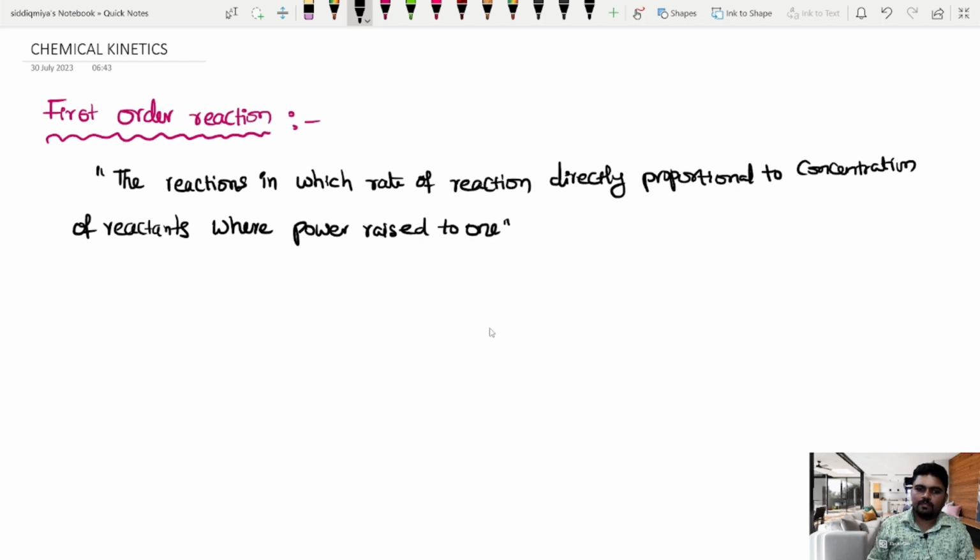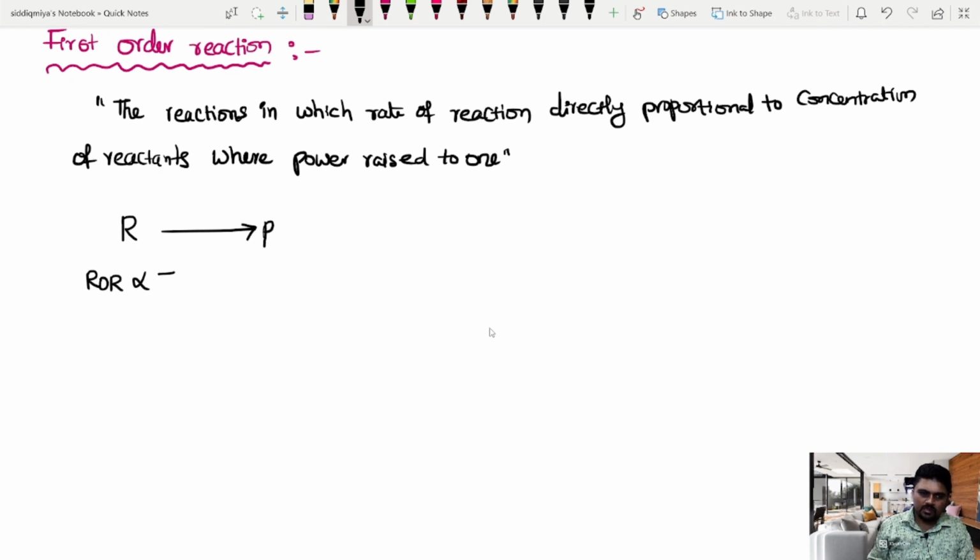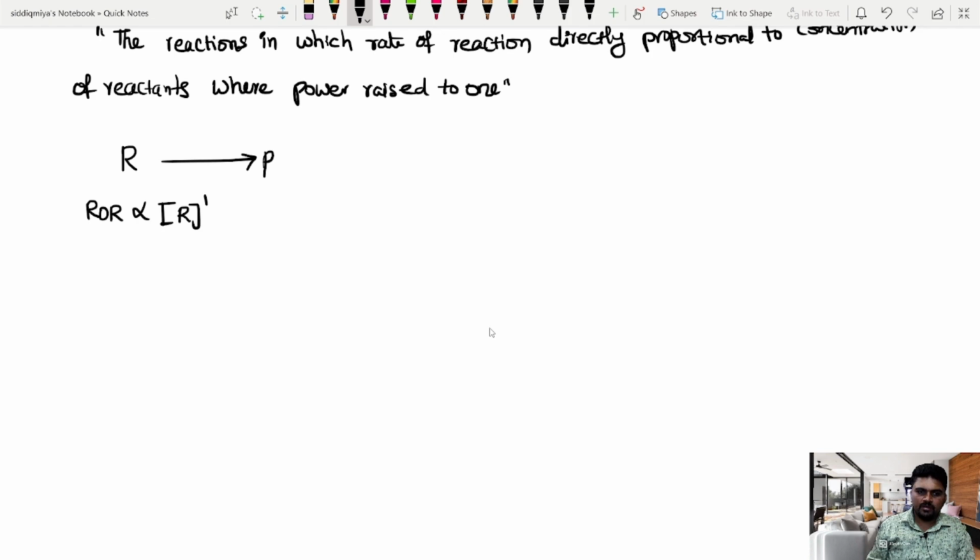So what mathematical expression can we write for this definition? Let us say reactants are converting into products. Rate of reaction is directly proportional to the concentration of R raised to the power 1. So we can write rate of reaction is equal to K into the concentration of R. This is the first equation, and it is very important, because you get the rate of reaction by multiplying K with the concentration of R.